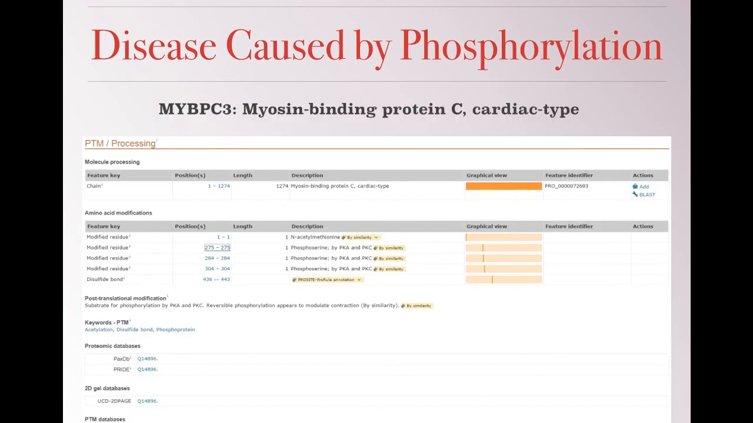One such example of a protein that can cause a disease when phosphorylated is the heart muscle protein called myosin binding protein C. I hope that this presentation has better helped in your understanding of phosphoproteomics.